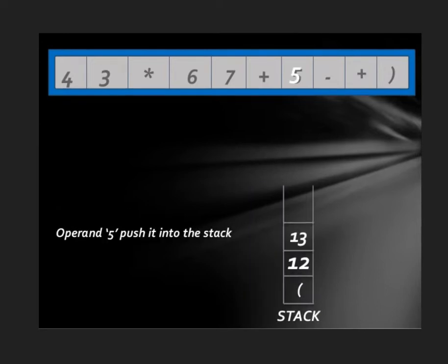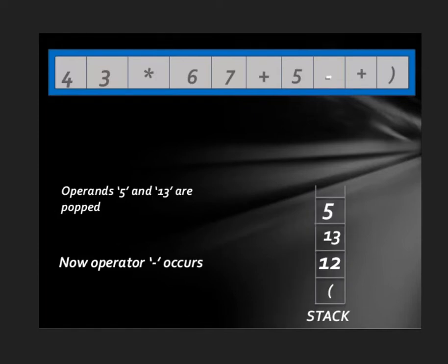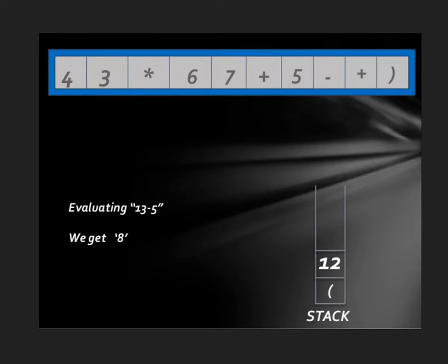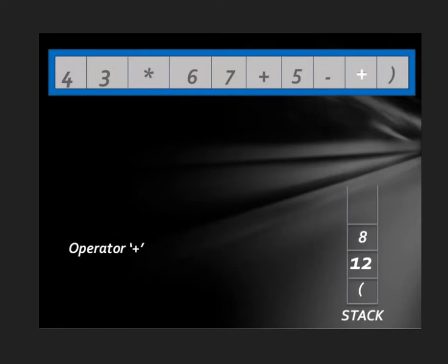The next character we have in the postfix expression is 5, that is an operand, so that has to be pushed onto the stack. And next to that we have a minus operator, so we need to apply the minus operator between 5 and 13. When we apply this, the result is 8, so that result will be added onto the top of the stack.